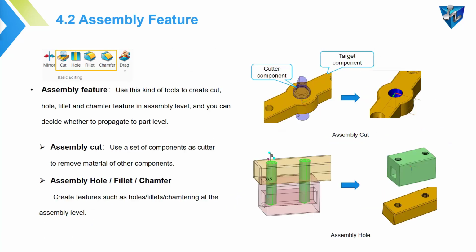And finally, I'm going to show you assembly features. Using this kind of tools, we can create assembly cut, assembly hole, assembly fillet, and also assembly chamfer. And you can decide whether to propagate to part level. Okay, now let's move over to ZW3D to show you more details.